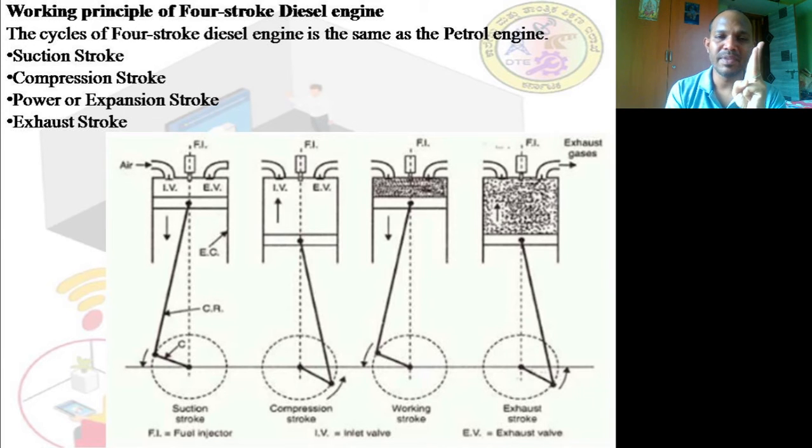Let me come back. The third point is that the fresh charge, or the air present in the engine cylinder, will be compressed to a very high pressure and temperature. This is mandatory to mention: at a very high pressure and temperature. The fourth point is that the crankshaft or the flywheel makes a half revolution: half revolution in the suction stroke and half revolution in the compression stroke.